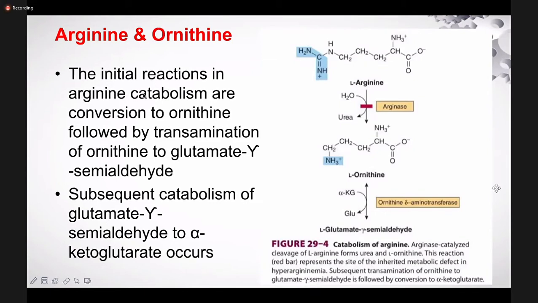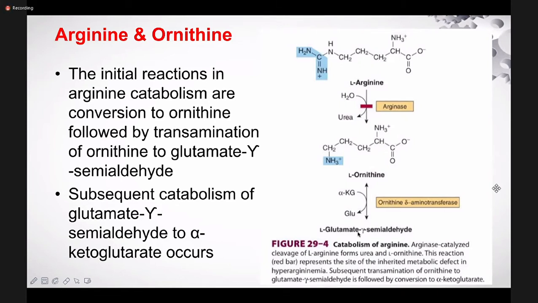So the next amino acids are arginine and ornithine. The initial reaction in arginine catabolism is the conversion to ornithine. Ornithine is then followed by transamination to glutamate semialdehyde. And of course, once we have glutamate, the next step is transamination and again back to alpha ketoglutarate. So arginine becomes ornithine, then glutamate, and alpha ketoglutarate.